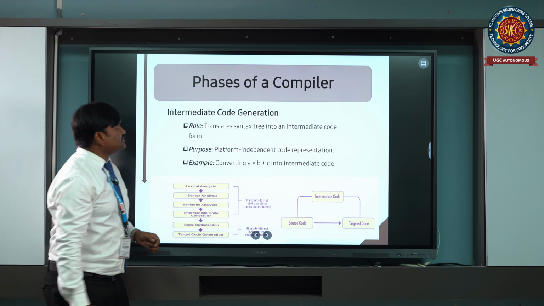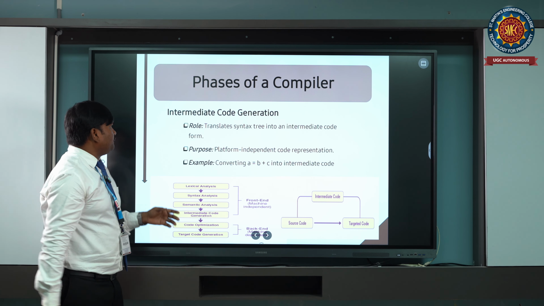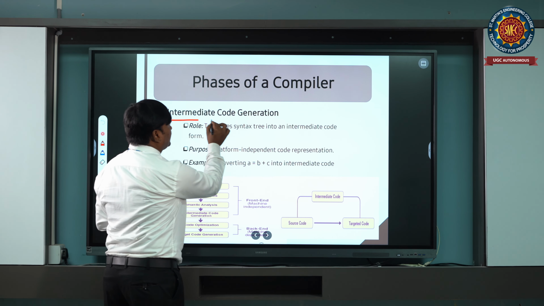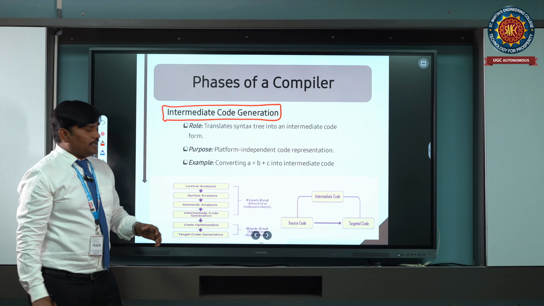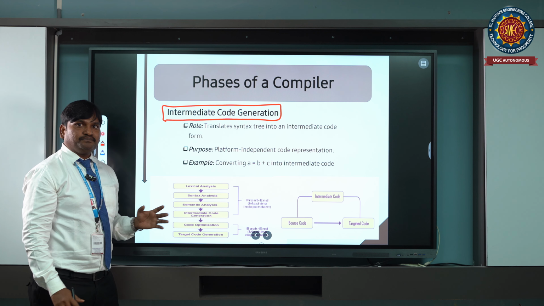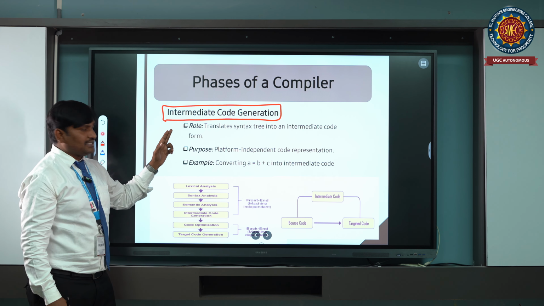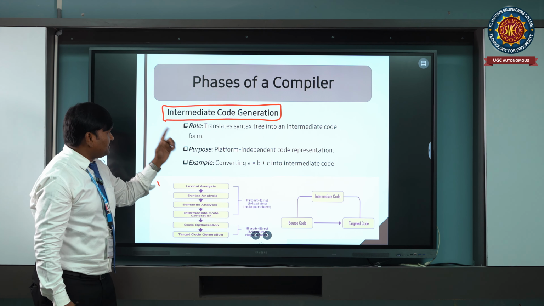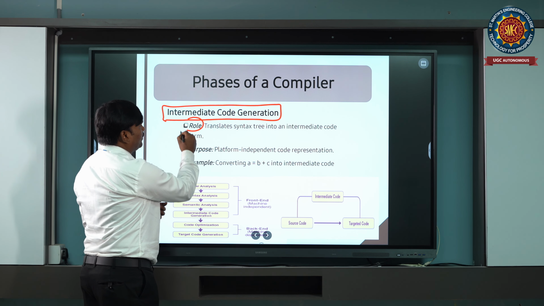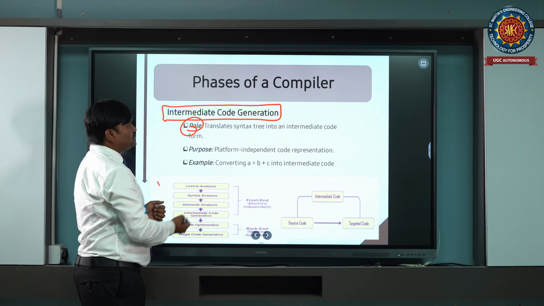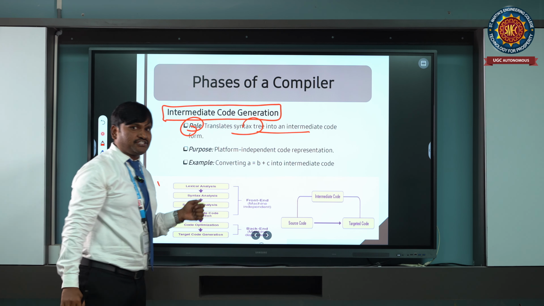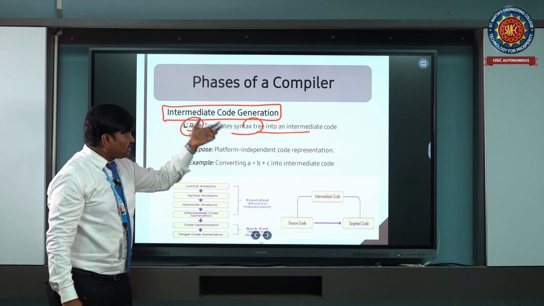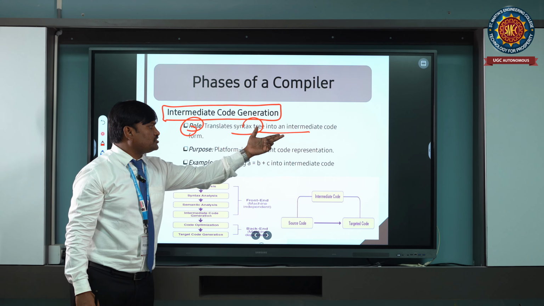Later we can see the fourth phase. The fourth phase is intermediate code generation. This is the fourth phase of the compiler. What is the role of intermediate code generation? It translates the complete syntax tree into intermediate code.